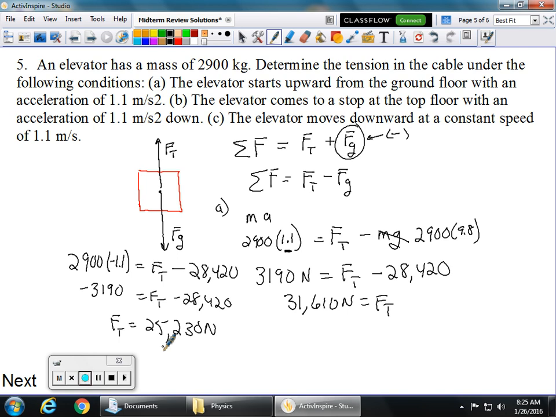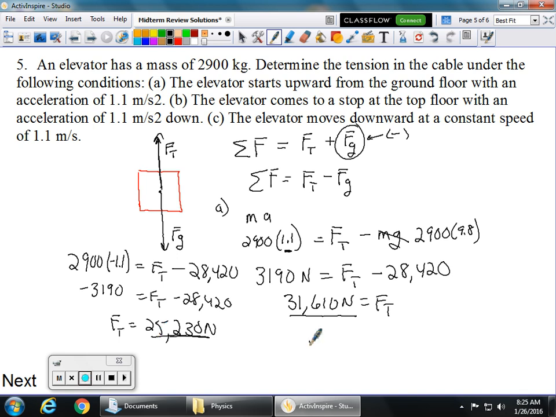Keeping in mind, in the first case in A, the tension wound up being greater than the weight. That's how we know it was accelerating in the upward direction. And now it's accelerating down, and we wind up with a tension that is less than the weight. If the tension is less than the weight, it's going to accelerate downward.